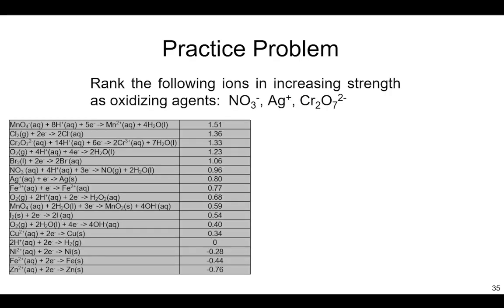So you will have to look at the table and arrange things according to their strength as reducing agents or oxidizing agents. So rank these from strongest oxidizing agent to weakest oxidizing agent. Pause the video for a minute here and try it.